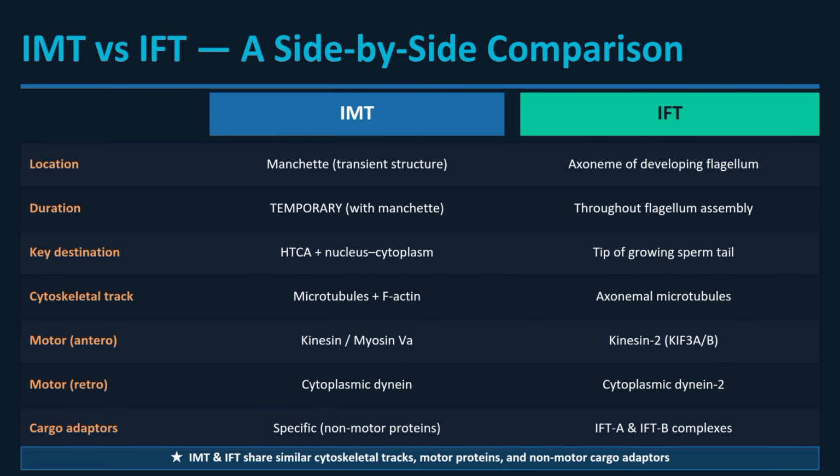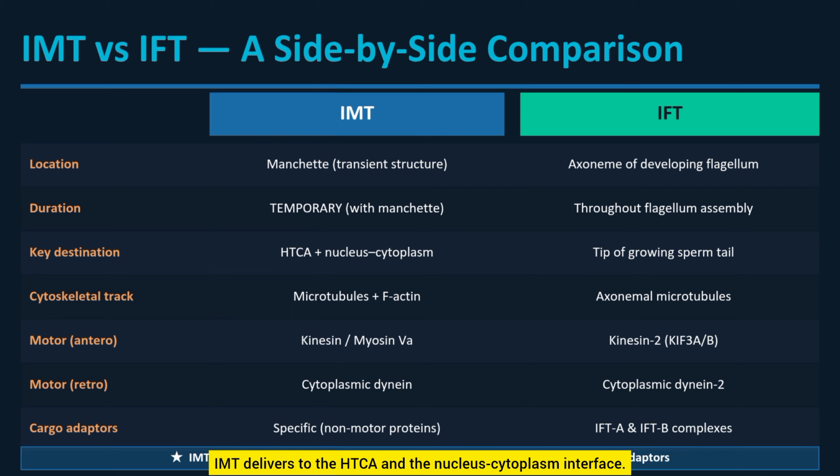Key destination: IMT delivers to the HTCA and the nucleus cytoplasm interface. IFT delivers to the tip of the growing sperm tail. Cytoskeletal tract: IMT uses both microtubules and F-actin. IFT uses only the axonal microtubules.